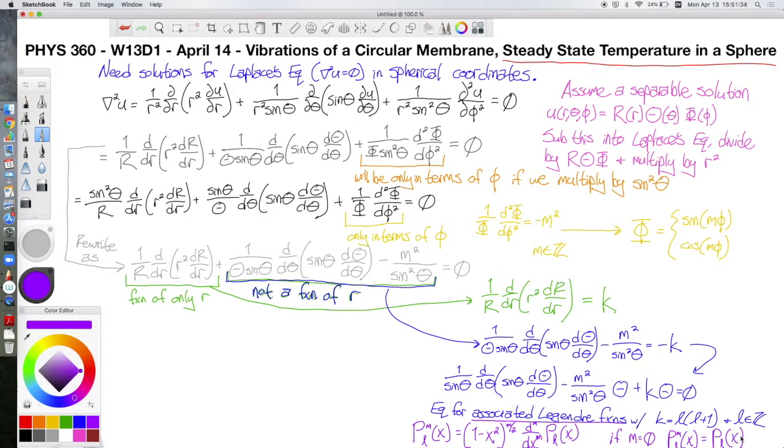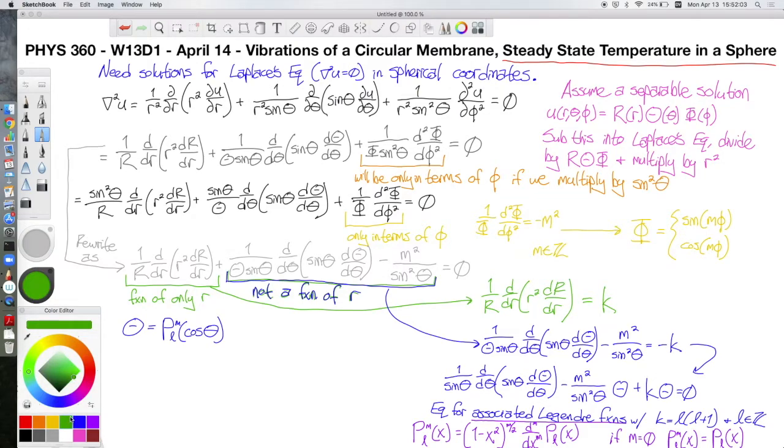And this is easily verified by just inspection of that formula. So this means we now know the solutions for our theta component of our equation here. So theta is going to be the associated Legendre functions, P sub L superscript m of cosine of theta. So cosine of theta has taken the place of x then.